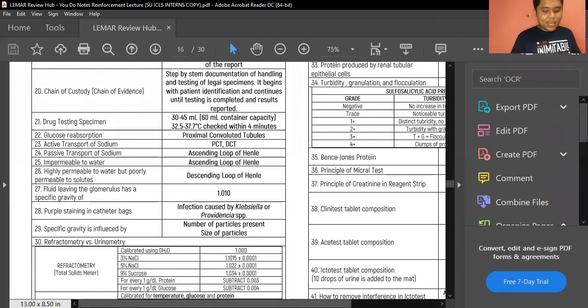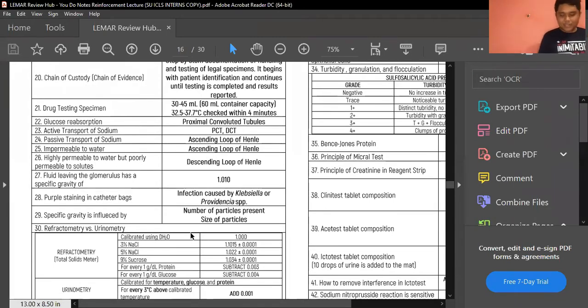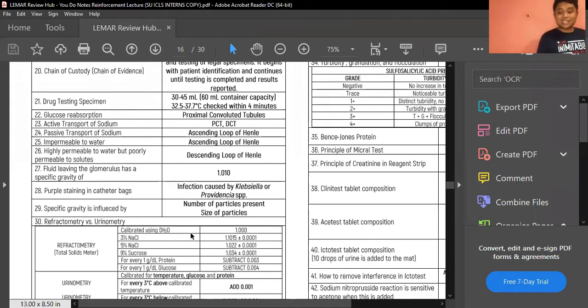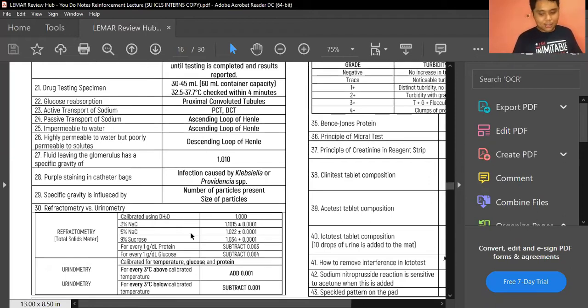Purpose of staining in catheter bags, of course, according to Strasinger, Kleb, and Providentia. All right. Specific gravity is influenced by the number of particles and the size of the particles. And take note, it's not only the number, okay? Because osmolality is number only, wala nay appeal ang size. But for specific gravity, it's both number and size. So take note, ato ang mga corrections, naka-table na dyan.